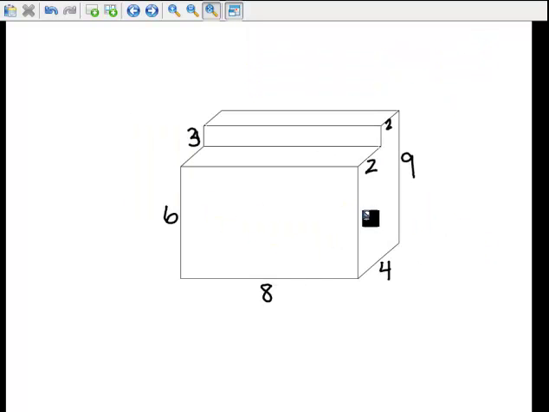For this 3-dimensional object with kind of 2 shelves, we went over, we could cut this figure here and find the volume of this figure and this figure. So this top figure would be 3 times 8 times 2. And this bottom figure would be 6 times 8 times 4.